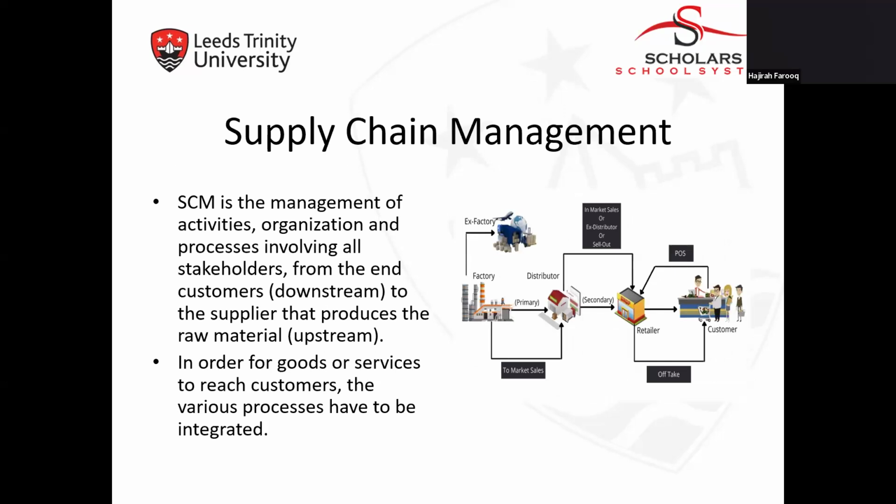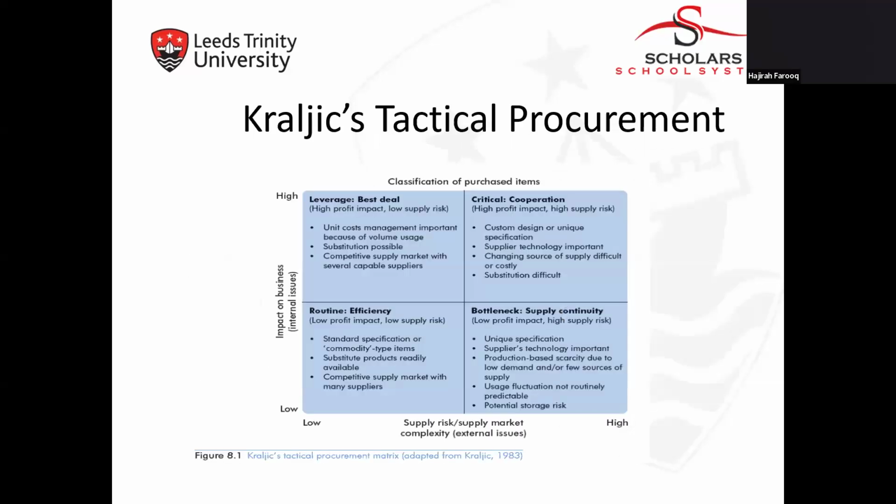We discussed that supply chain management, also known as SCM, is the management of activities, organizations, and processes involving all stakeholders from the end customer downstream to the supplier that produces the raw material upstream. In order for the goods and services to reach the customers, the various processes have to be integrated. Then we discussed Kraljic's tactical procurement diagram.